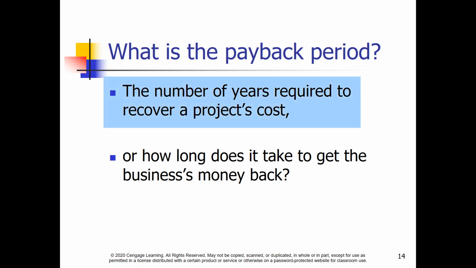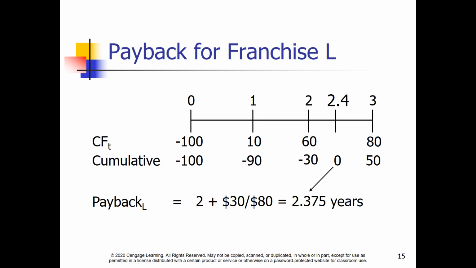Payback is the number of years it will take to recoup the initial investment. Using Franchise L, this demonstrates the method. First, accumulate the cash flows. Find where the sign changes from negative to positive. In this case, the project pays back between years 2 and 3. In finance, recall that we generally assume that cash flows occur at the end of the period.